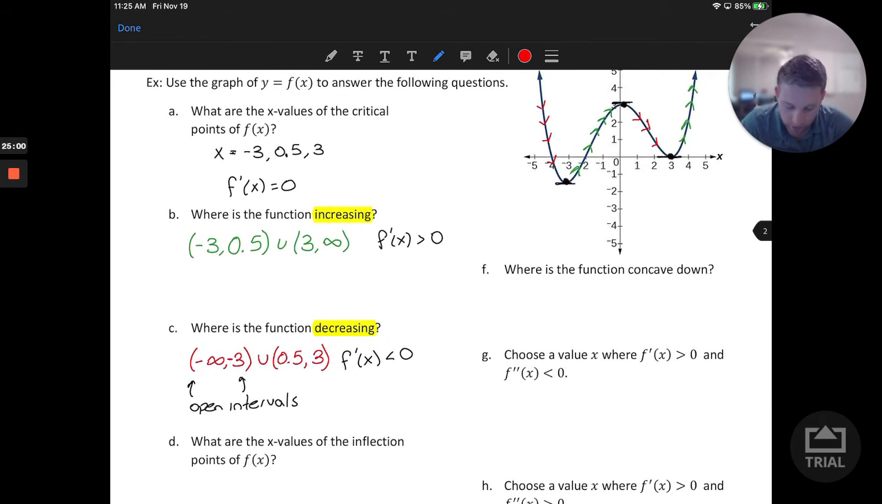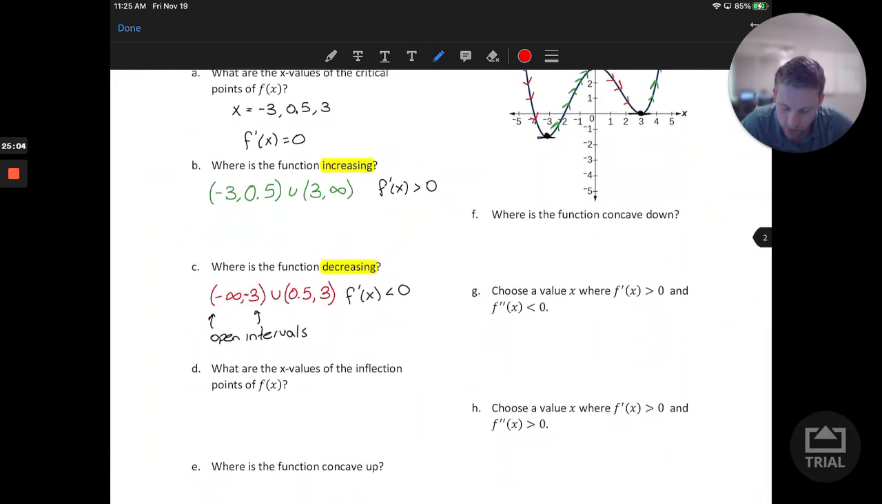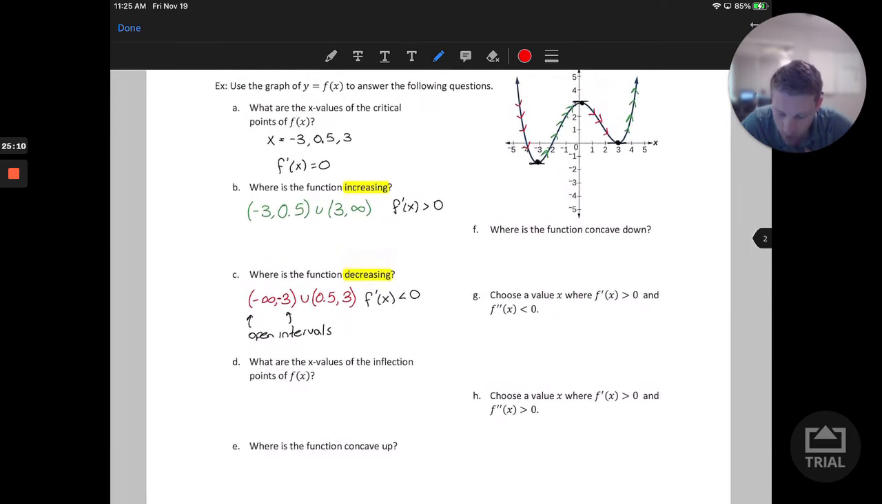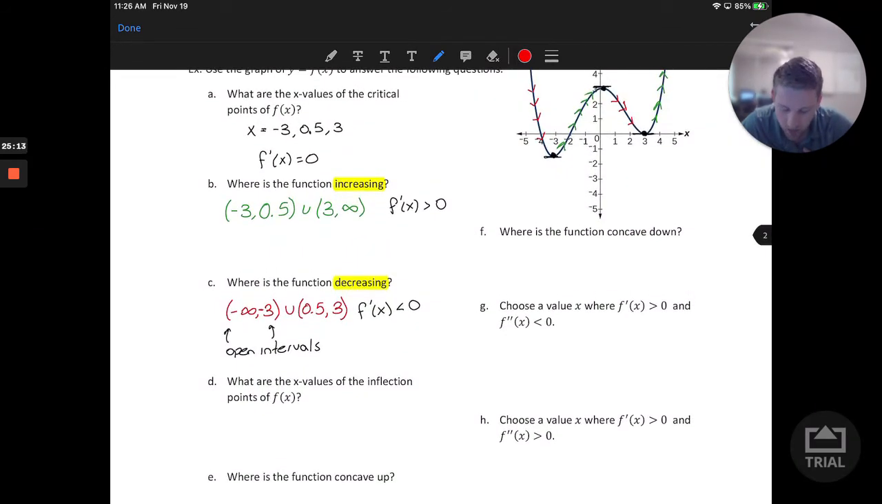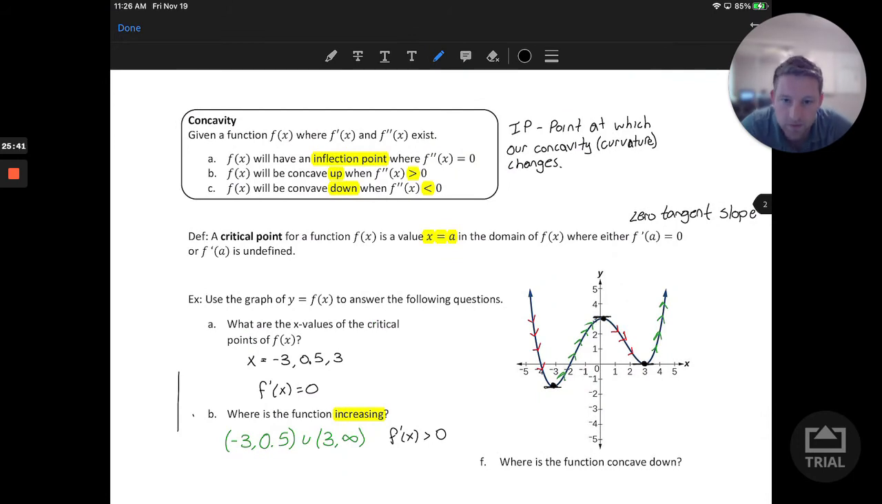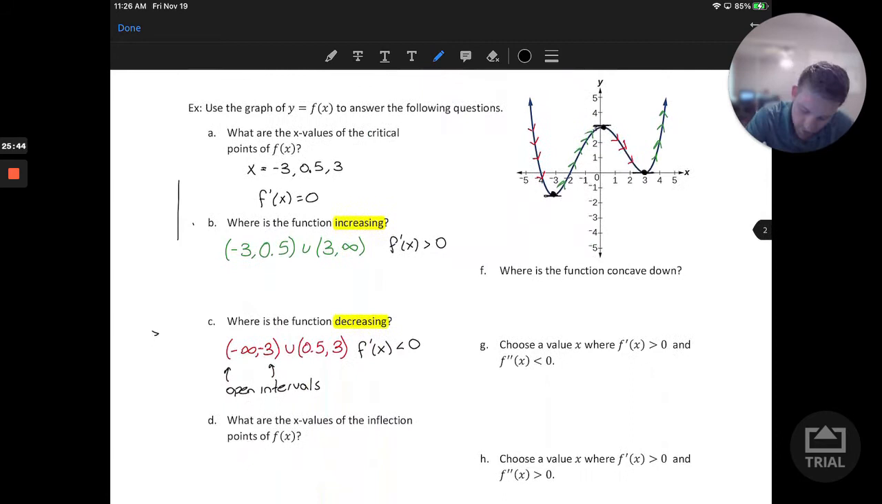Let's go ahead and dive into the next collection of questions. These are going to be referring to the second derivative. So part D asks us to identify the x values of the inflection points of f of x. So this again is going to be a little bit of approximation based on the graph, but hopefully we get an idea of where inflection points will be and what they look like. An inflection point, by definition, from our definition from earlier, is saying an inflection point will happen where f double prime of x is equal to 0. So this is where f double prime is equal to 0.